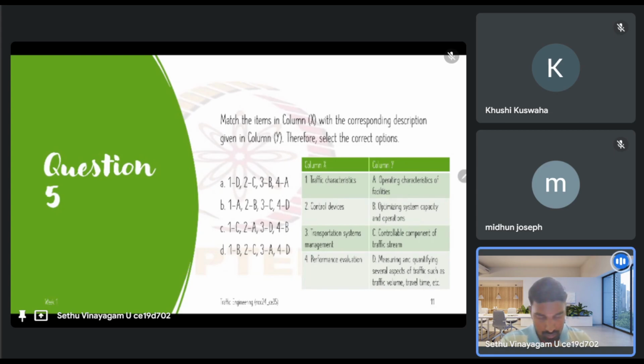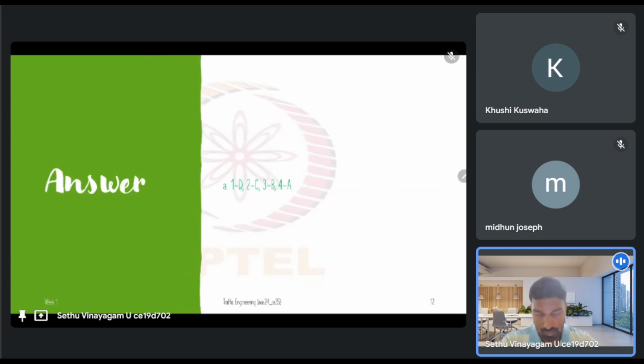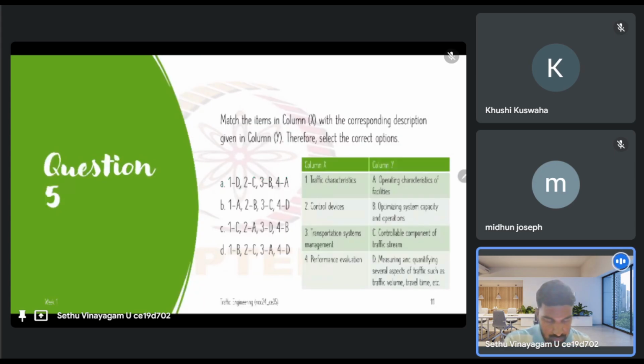Okay, so the right option is option A. So how do we get that? Column X, the first one is traffic characteristics, right? We already saw what components define this traffic characteristic: the traffic volume, the travel time, the speed. So all are characteristics of the traffic, right? We define the traffic in a particular location based on these different characteristics, right? The congestion, all these are defined in terms of these different characteristics of the traffic. So that's how the traffic is defined.